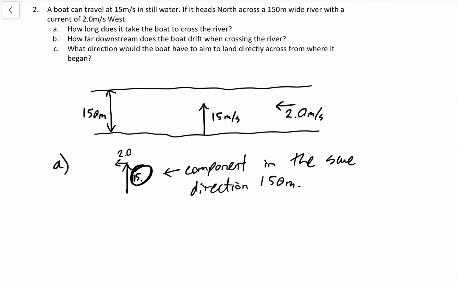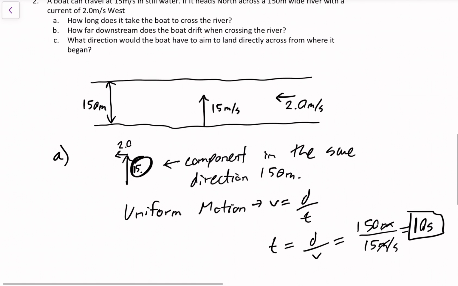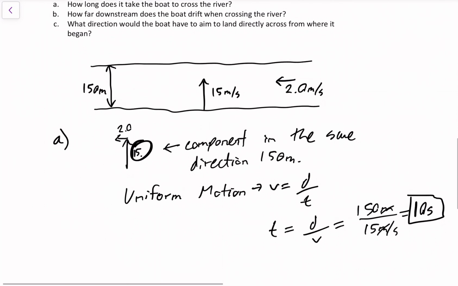So if we want to figure out how long it takes to cross the river, there's no acceleration, so we have uniform motion, which means that we can just use v equals d over t. And so the time is just going to be equal to distance over velocity, which is 150 meters over 15 meters per second, gives us a total of 10 seconds to cross the river. So it doesn't matter what the current is in this case, because the boat is pointing directly across the river, it always is going to take 10 seconds, no matter how fast the current is.